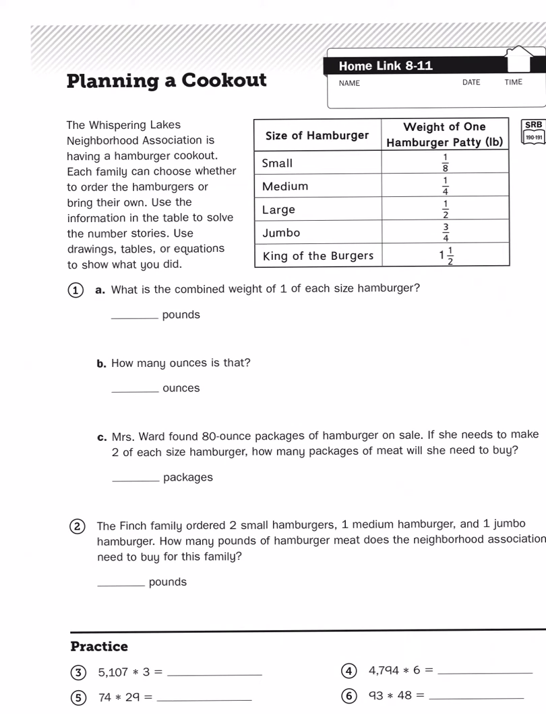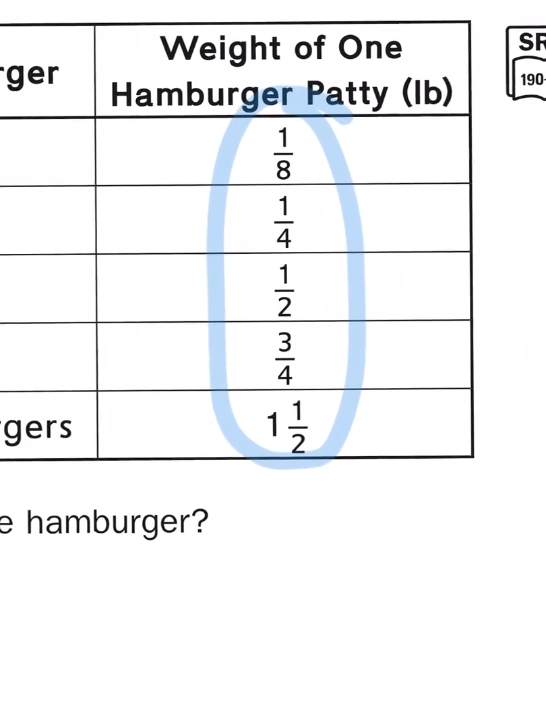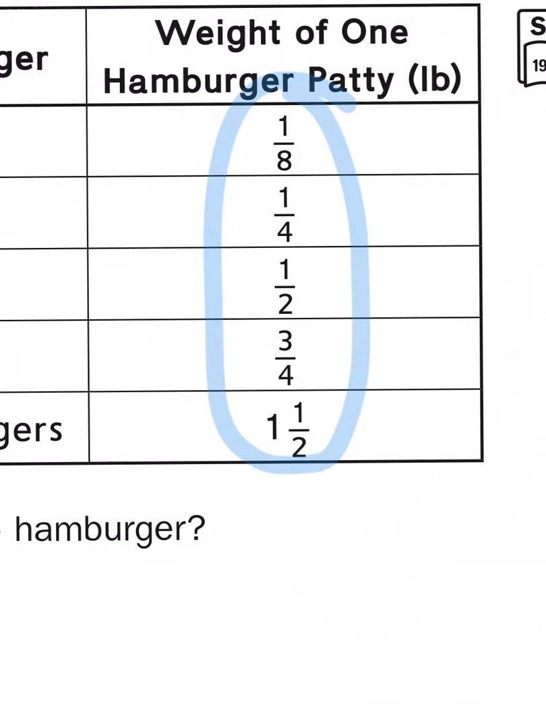Okay, so I have a table up here, and there's 5 different sizes, and they're asking us to find the combined weight. Well, that is just math speak for add. So we need to add these 5 fractions together. I'm going to create an addition problem. The thing that you're going to notice with this table is that these 5 fractions have different denominators. That's kind of the trick here. We have 1/8 of a pound, 1/4 of a pound, 1/2 of a pound, 3/4, and 1 1/2.